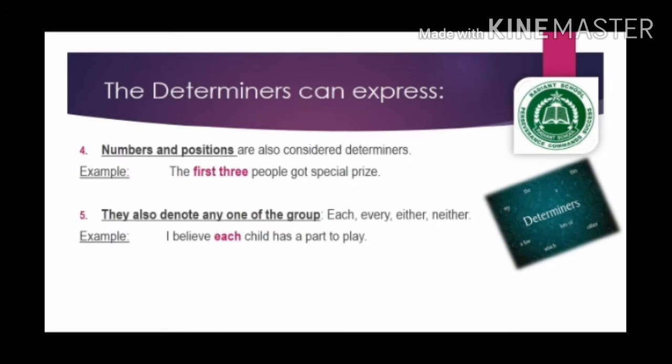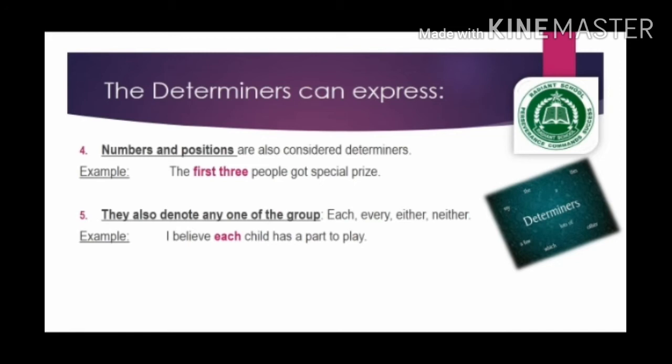The fourth point is that determiners can express numbers and positions. They are also considered determiners. For example, the first 3 people got a special prize. Now here first 3 shows us the number and position of a noun, and these are determiners.